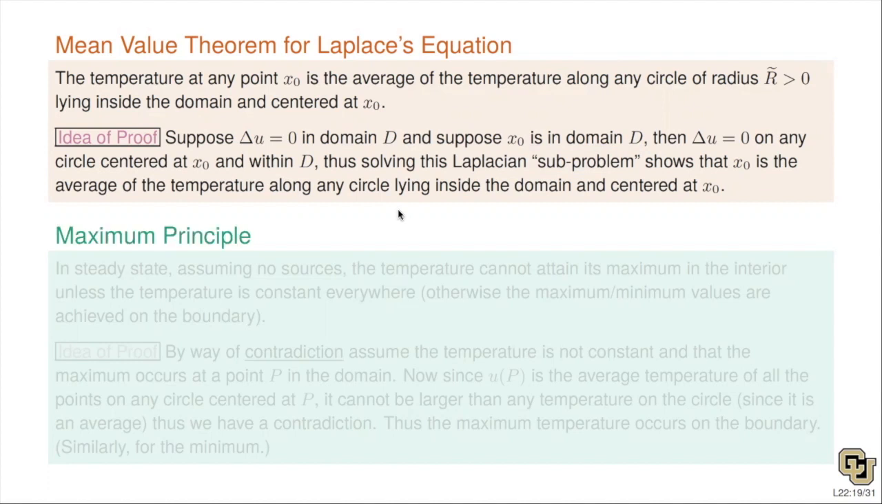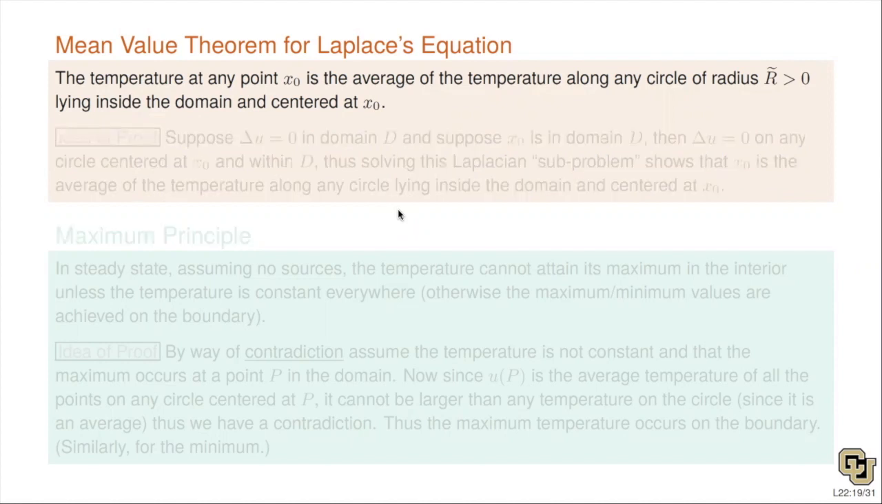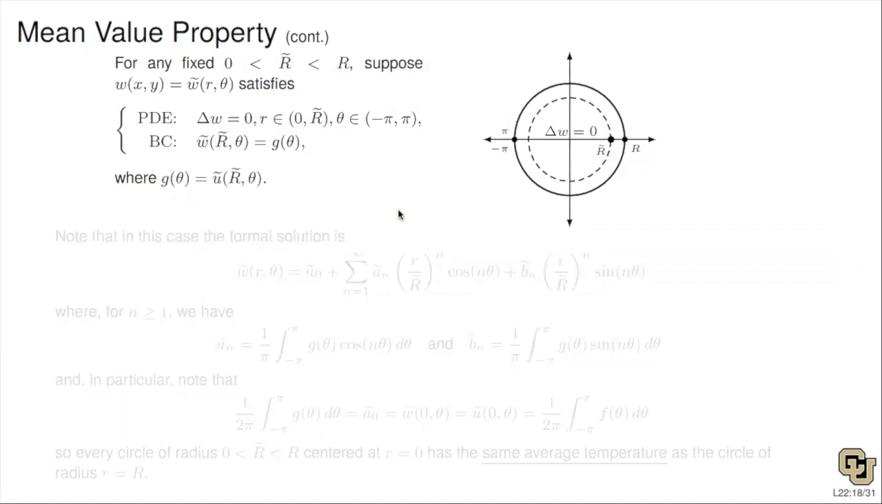And so a direct result of this is called the mean value theorem, this idea that any point is the average temperature of the temperature along any circle that's centered at that point, that's inside the domain. That's known as the mean value theorem for Laplace. And you saw why it's this averaging that's happening.